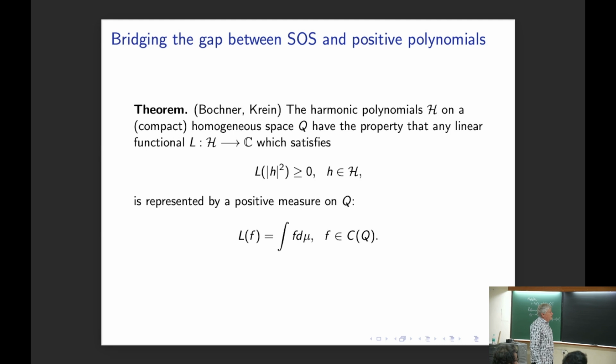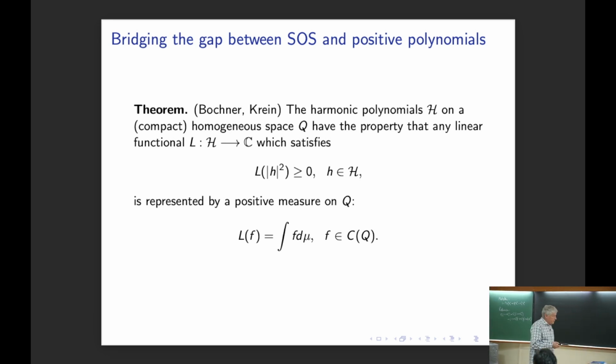What I want to point out is an early observation of Bochner and Krein, Mark Krein, 1940, 1941, so when the war started. Okay, we saw that polynomials are not good for decomposition into squares and representation by positive measures. On the circle they are.